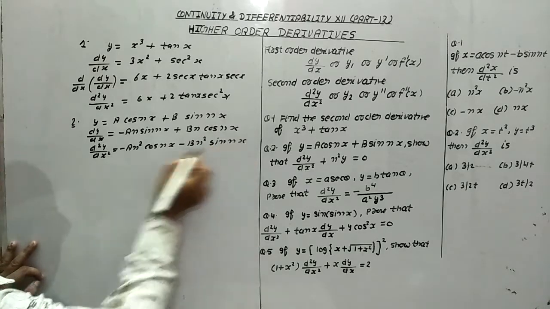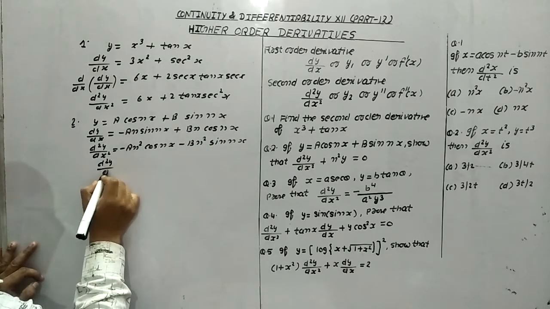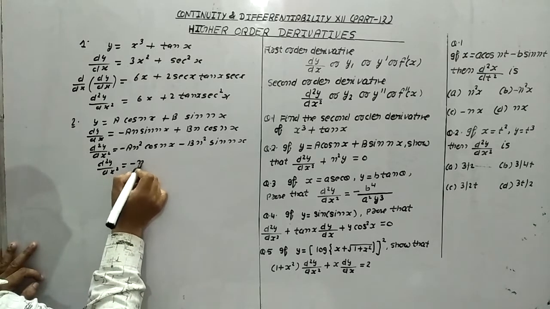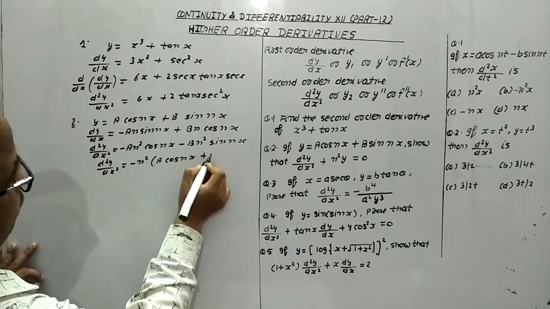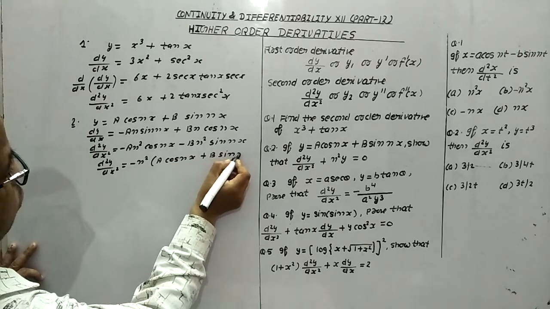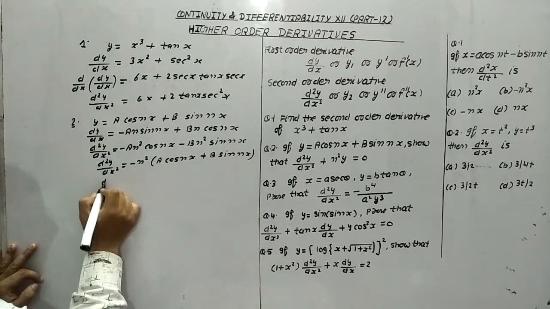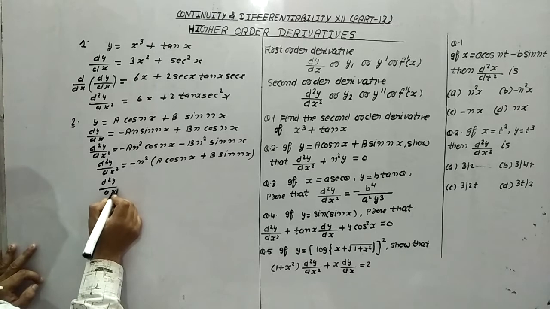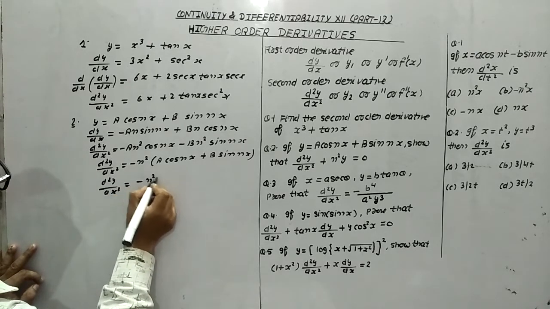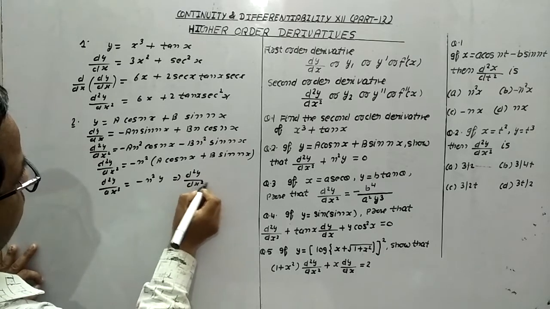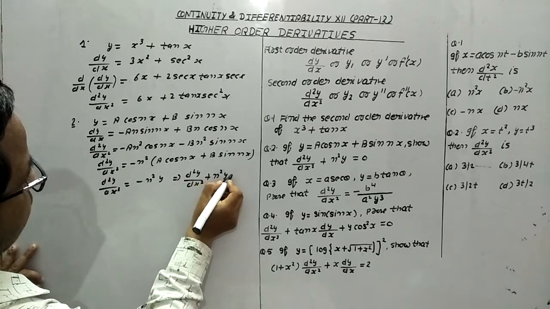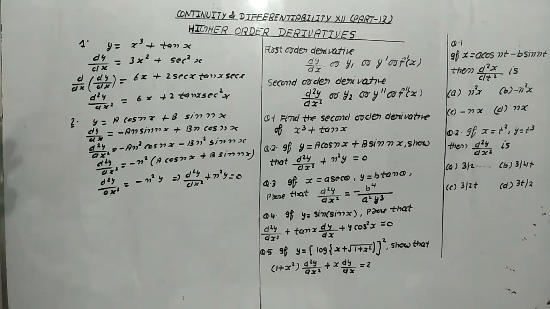Now what is common? In d2y by dx square the common factor is minus n square. Taking minus n square common, we get a cos nx plus b sin nx, and this is already equal to, what is this, y. So d2y by dx square is equal to minus n square y. It implies that d2y by dx square plus n square y is equal to 0. So this is the way to do this type of question. So let's start with question number 3.